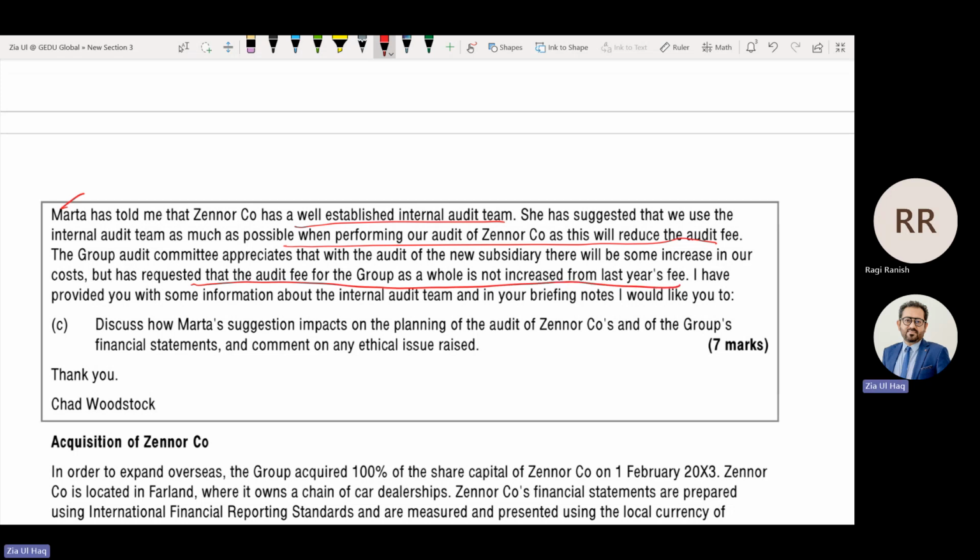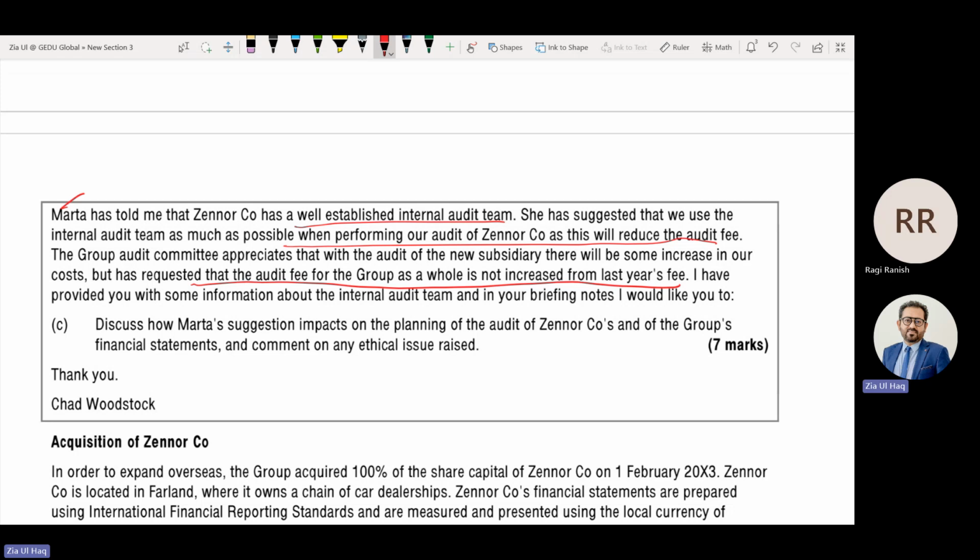No, if our work is going to increase, ultimately cost is going to increase, we need to charge more fee. If we are pressurized not to charge more fee, due to cost pressure, our work could be compromised, creating an intimidation threat. So we need to discuss with management to resolve this issue. If still unresolved, we should consider withdrawing from the engagement.